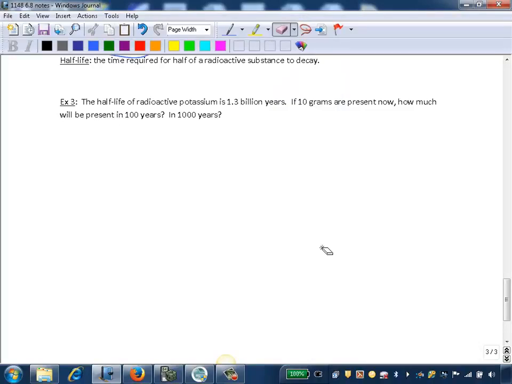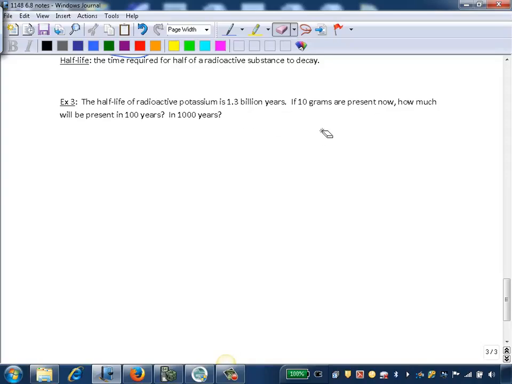Another real-life phenomenon that can be modeled with the law of exponential growth and decay is the decay of radioactive substances. The half-life is the time required for half of the amount of a radioactive substance to decay. So let's look at example 3.